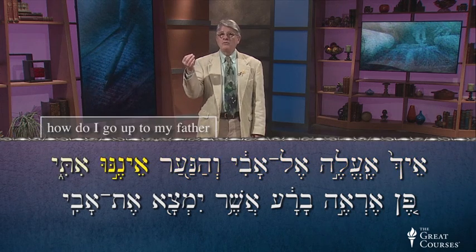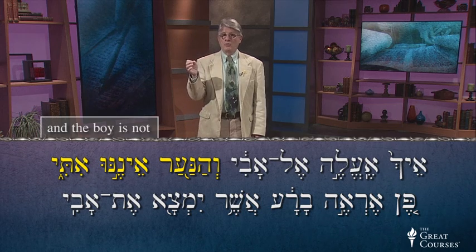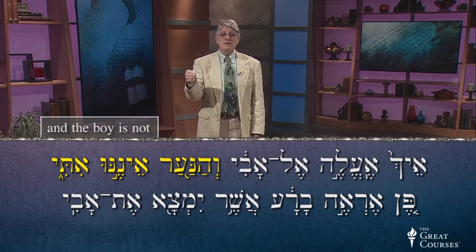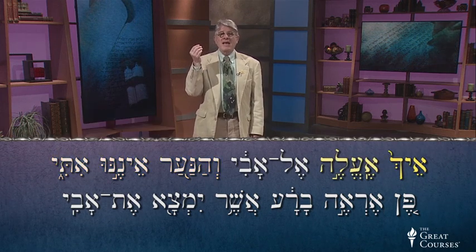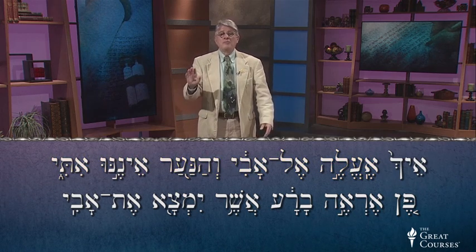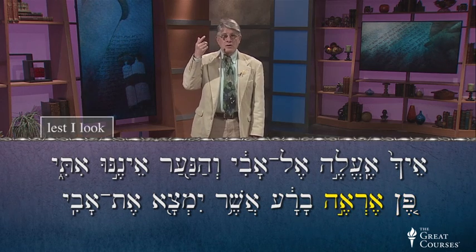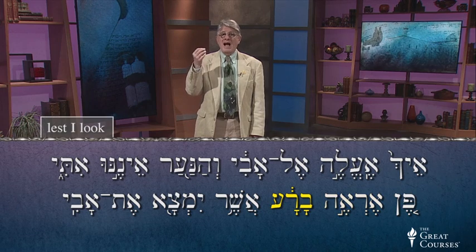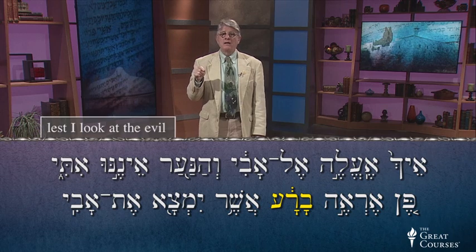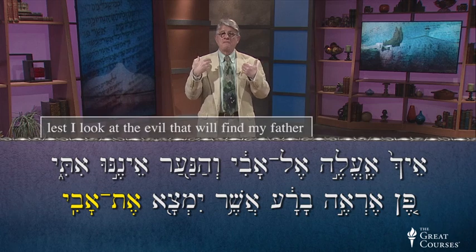V'hana'ar einenu iti, and the boy is not einenu, ein, not, with a third masculine singular ending, iti, with me. Ech e'ele el avi, v'hana'ar einenu iti. Pen, lest, er'eh, I see or I look, va'ra, I look at the evil, at the ra, asher yimtza et avi, that will find my father.